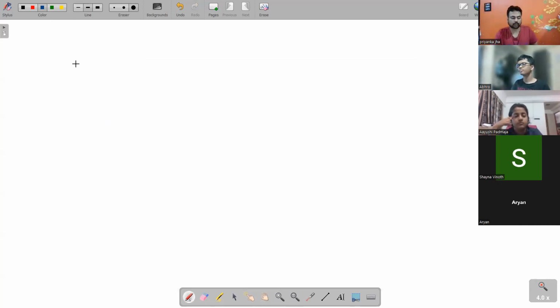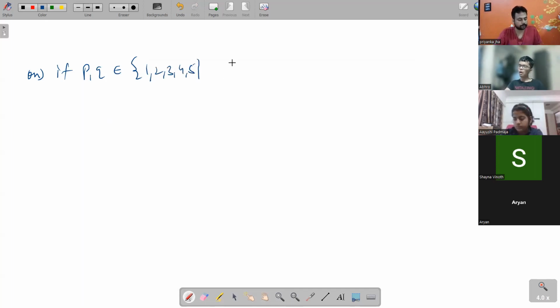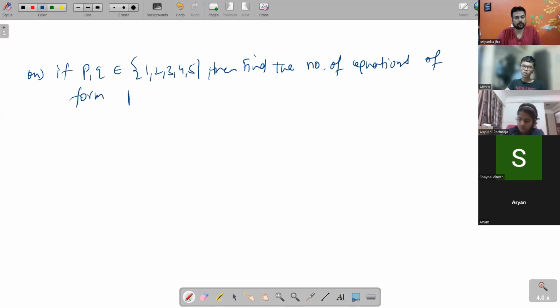One more question, then we'll go to the next topic. If p, q belong to 1, 2, 3, 4, 5, then find the number of equations of the form p square x square plus q square x plus 1 equal to 0 having real roots.